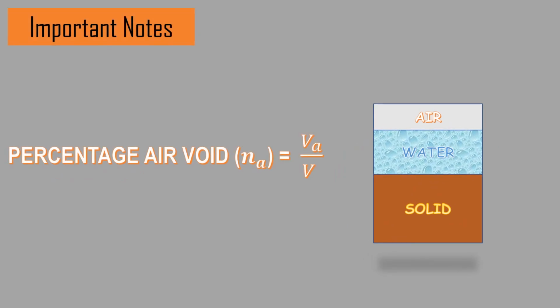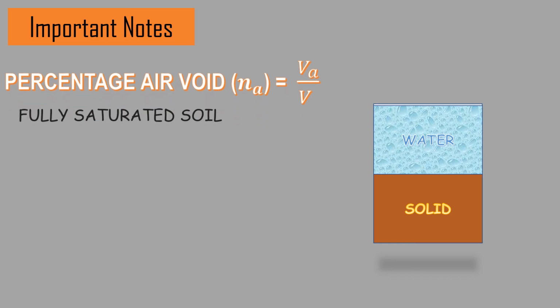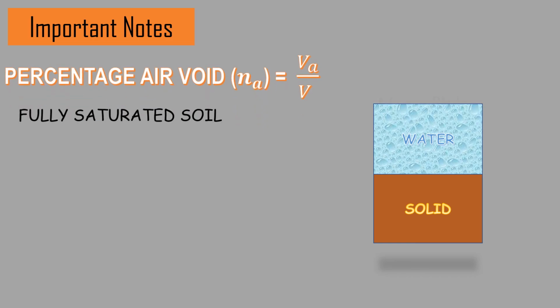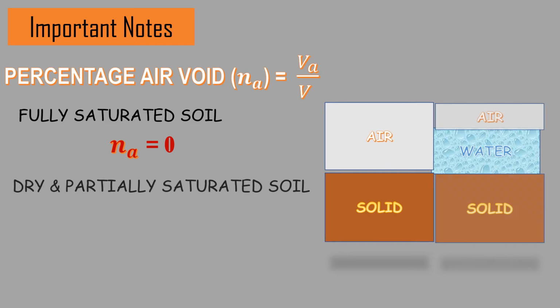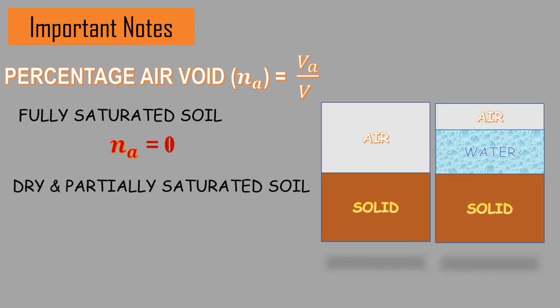Now, let's see some important points related to percentage air voids which should be noted. In case of fully saturated soil, the volume of air will be 0, hence percentage air voids will also be 0. In case of dry soil and partially saturated soil, the value of percentage air voids will be between 0 to 1.